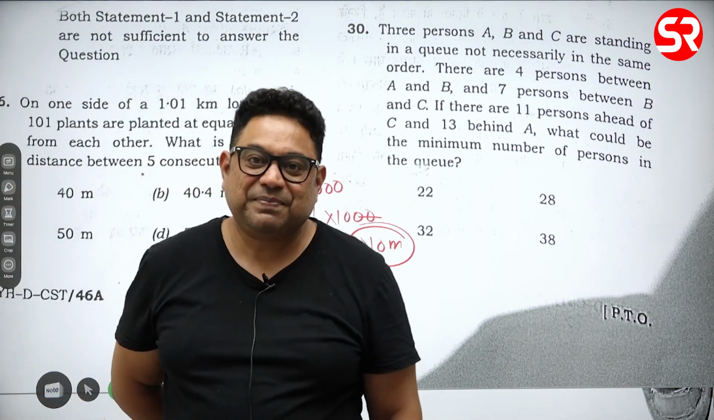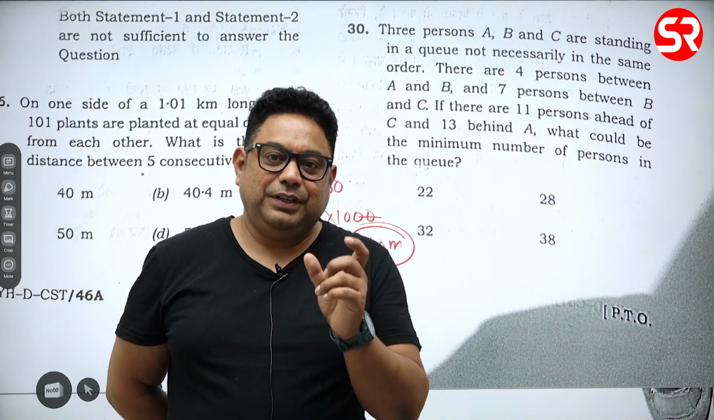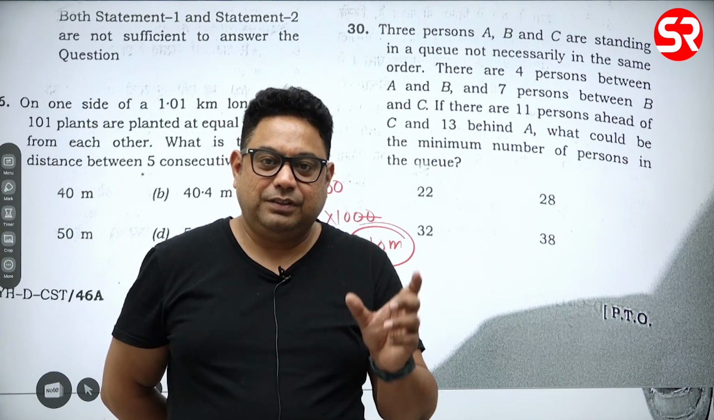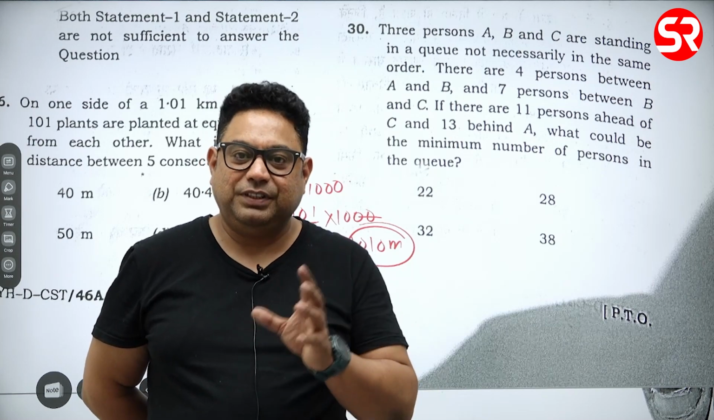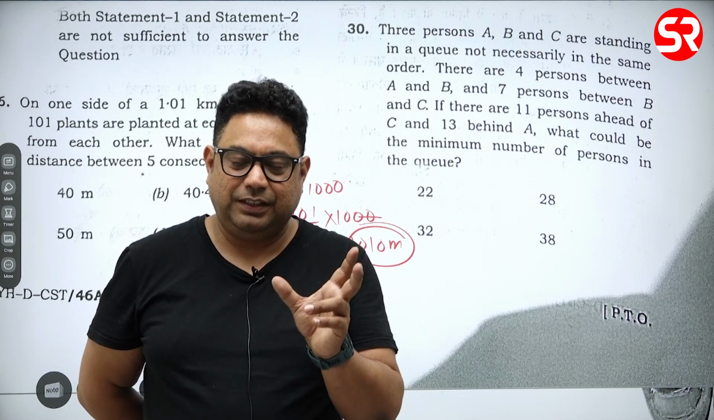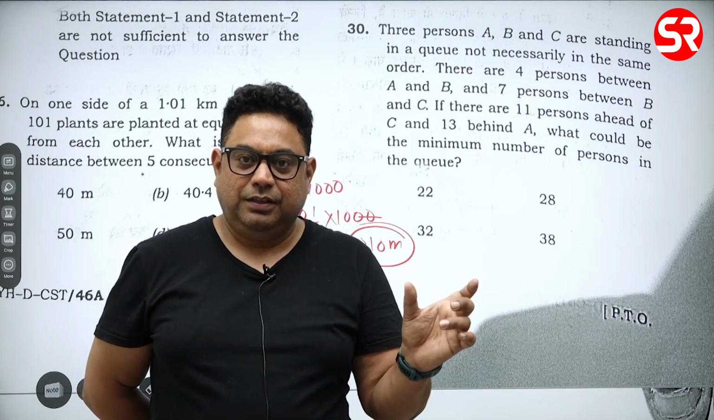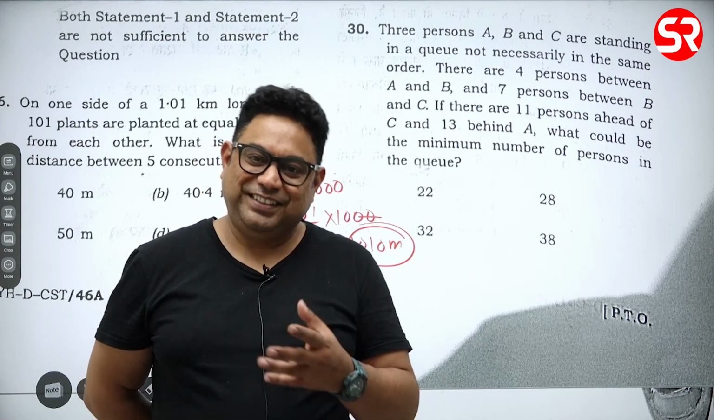Guys, what is the distance between two plants? One distance. What is the distance between three plants? Two distances, isn't it? Three plants, A, B, C. A to B, B to C. What is the distance between four plants? Right, four plants, three distances.